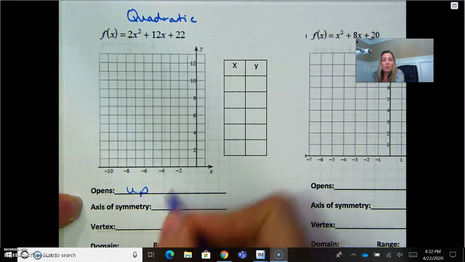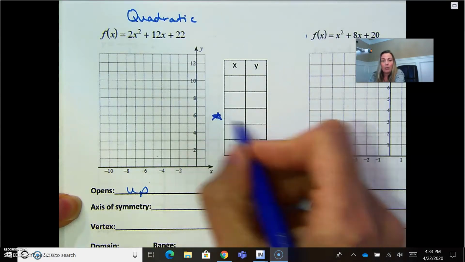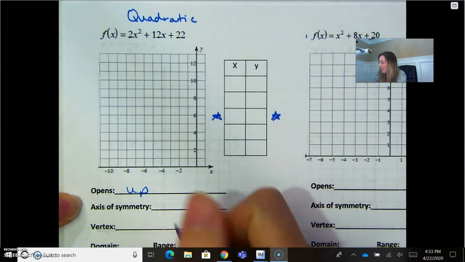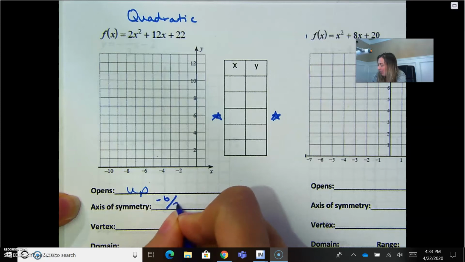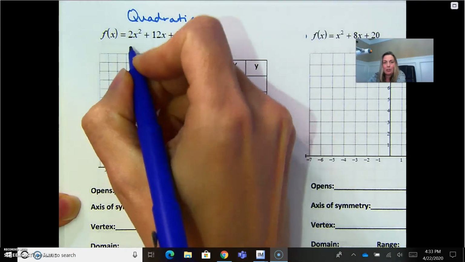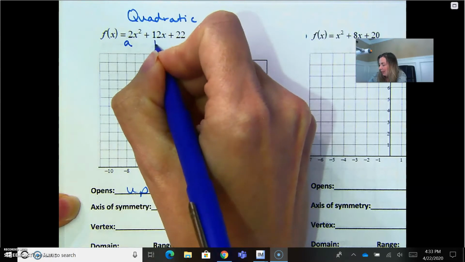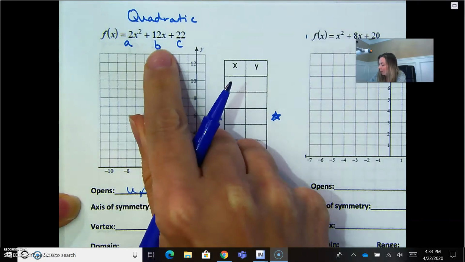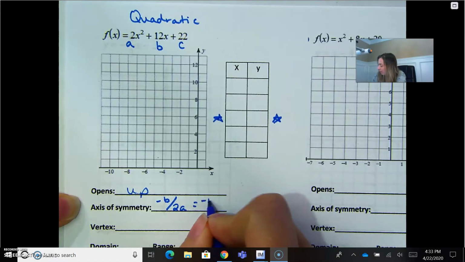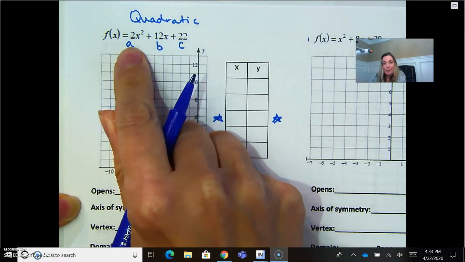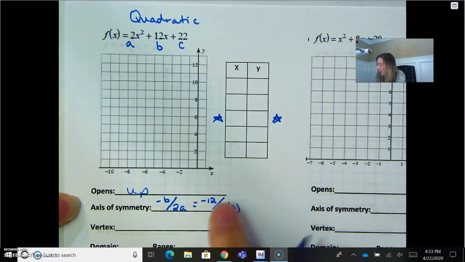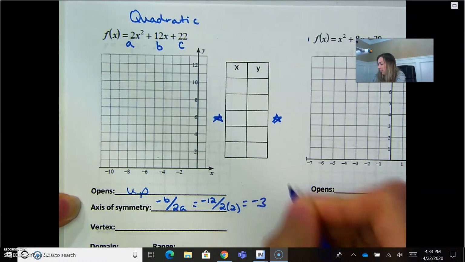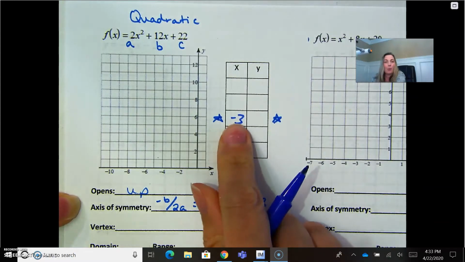All right, so axis of symmetry, that's going to tell us where to start on our table of values on our calculator. The axis of symmetry formula is negative b divided by 2 times a. When you look at this equation, the first number is a, the second number is b, and the third number is c. So if I come down here and do the opposite of what's here, that's negative 12 divided by 2 times a, so 2 times 2. So this is negative 12 divided by 4. Negative 12 divided by 4 is negative 3. So that's going to be the point of symmetry.